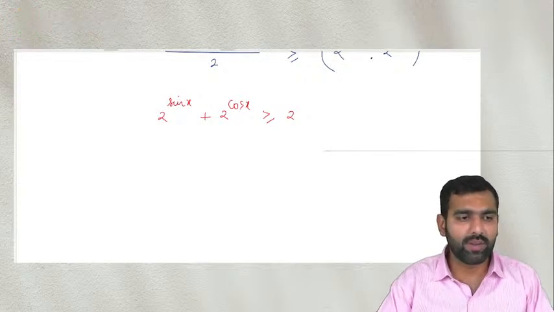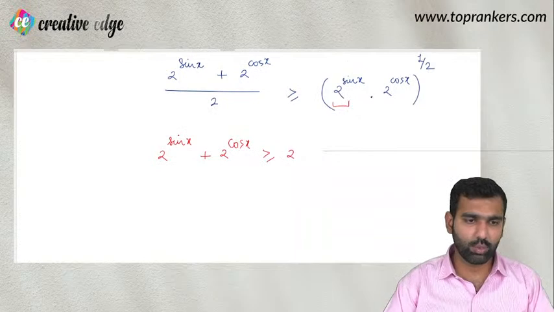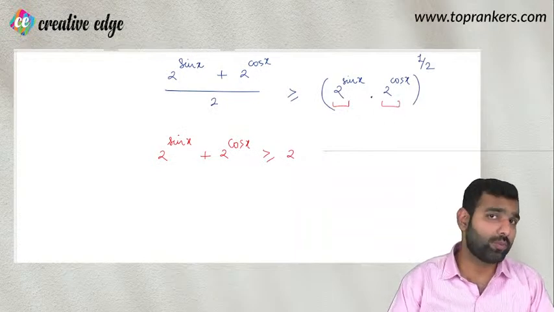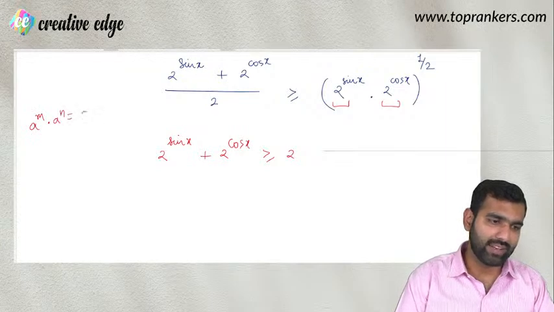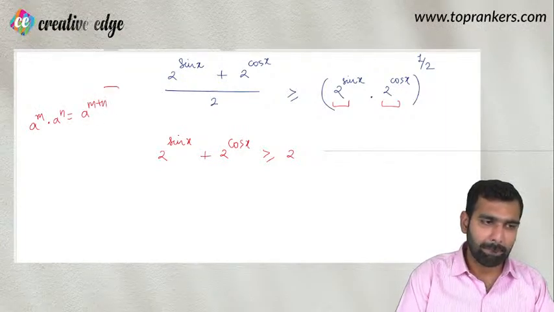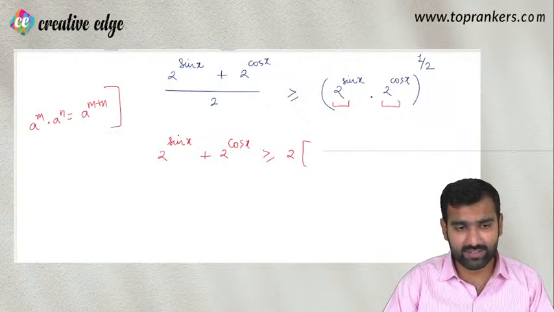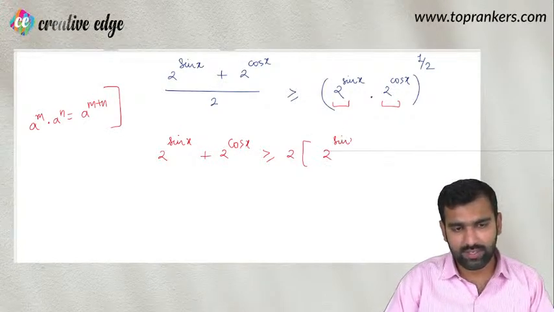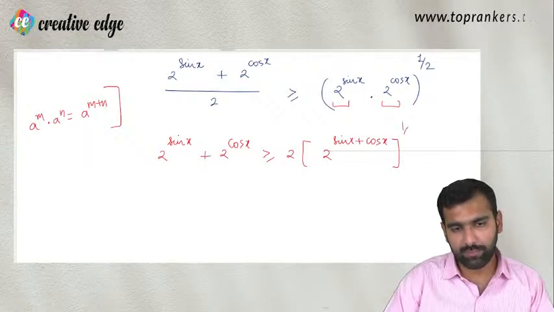See, 2 to the power sin x plus 2 to the power cos x is always greater than equal to 2 to the power, see, this 2 to the power sin x to the power cos x. I hope you know this basic property that a to the power m into a to the power n is a to the power m plus n. Basics, right? So this is 2 to the power sin x dot 2 to the power cos x. Can I write that as 2 to the power sin x plus cos x to the power 1 by 2?